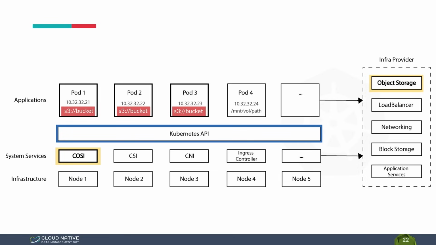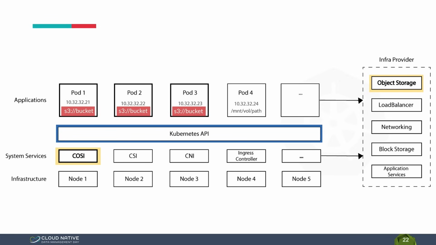What I'm trying to show here is the life cycle of a bucket. So a pod would request a bucket, a workload would request a bucket, and COSI will understand that request and then talk to the object storage system and provision the bucket, provision credentials for that bucket, and bring it back and plug it back into your pod. So this is the very simple version of the lifecycle of a bucket.